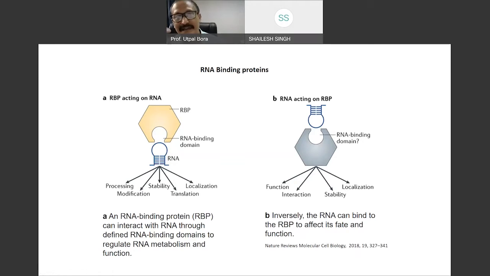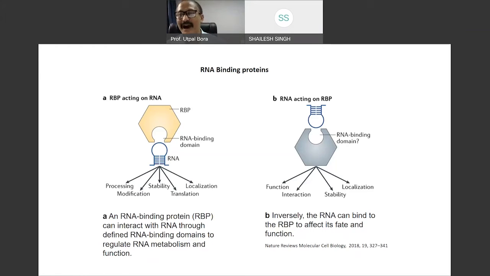So in this case, the yellow protein is going to bind the loop RNA. When this happens, it will facilitate processing of the RNA or modification, or it may provide stability, and in other cases it may also lead to translation and even localization. So it will drag the RNA molecule to certain locations. So this is what happens when an RNA binding protein acts on an RNA.